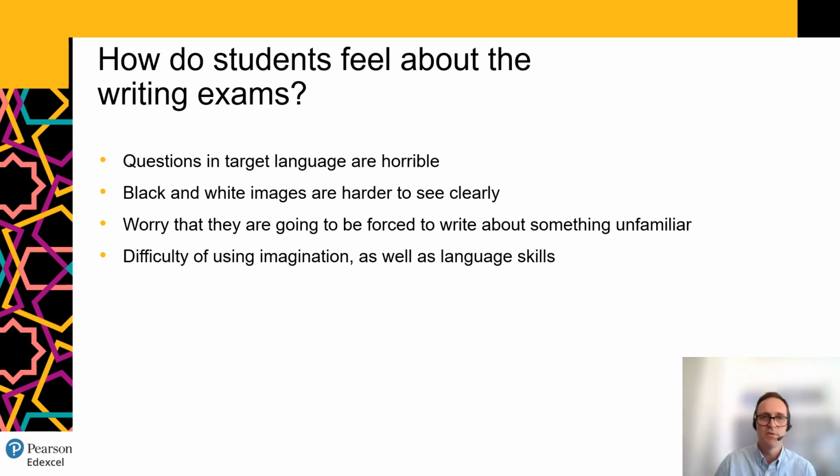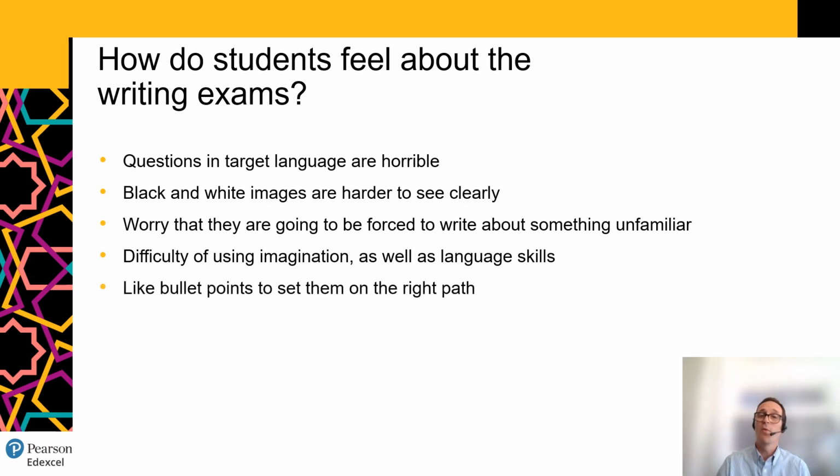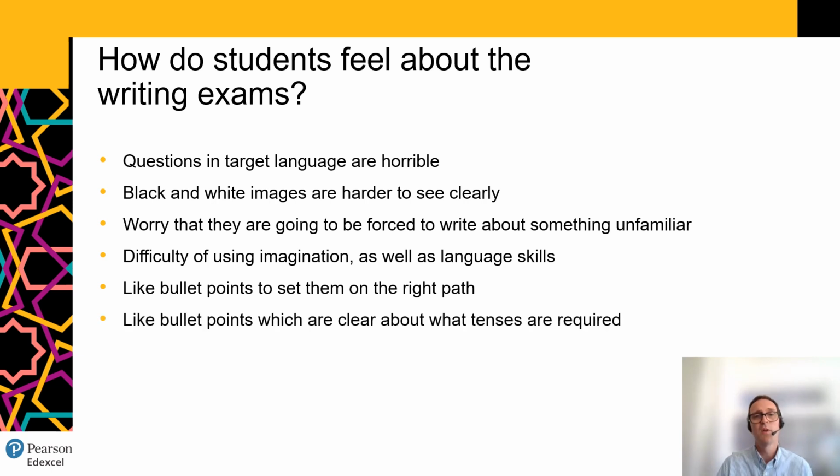Suddenly they've got to do a productive piece of work. Not only have they got to do it in a target language and test their language skills, they've also got to try imagining things, which is a big ask for many students. What they do like is having clear bullet points, which set them on the right path, and a decent number of bullet points at that. And when the bullet points are clear about what tenses are required, students found that very helpful to support them in making the most out of the productive task of writing.